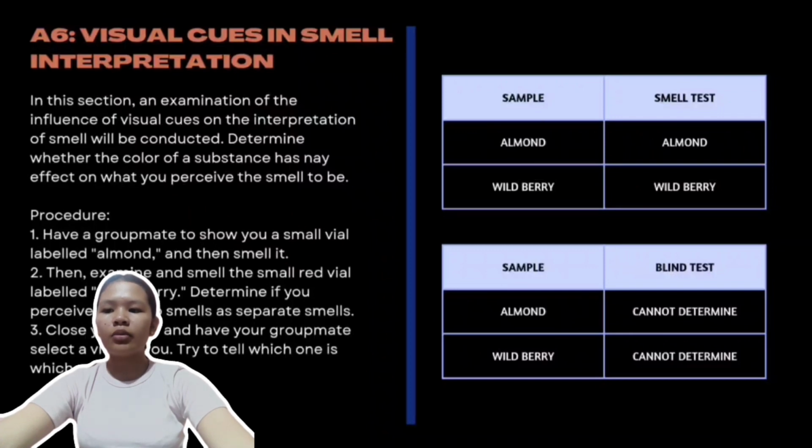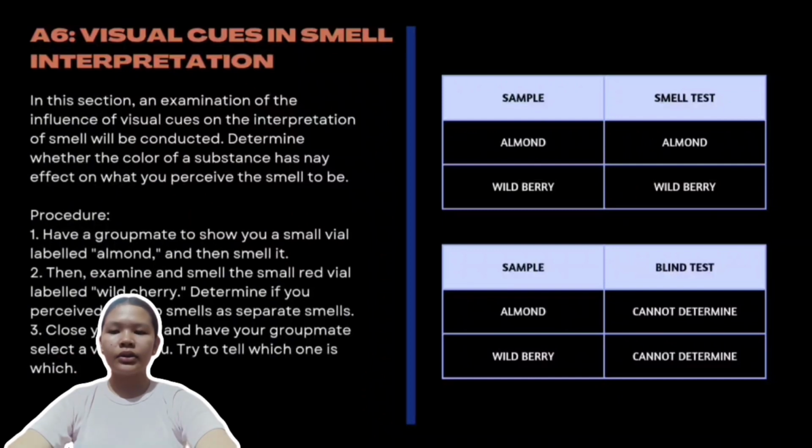Then examine the smell of the small red vial labeled wild cherry. Determine if you perceive the two smells as separate smells. Close your eyes and have your groupmates select a vial for you. Try to tell which one is which.